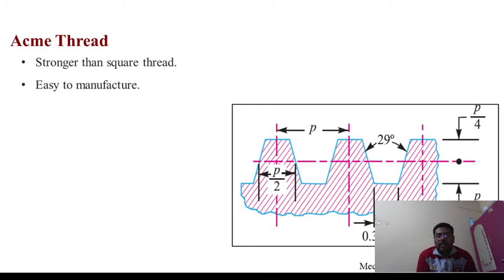It also has some advantages. It is stronger than the square thread, a little bit stronger, and it is easy to manufacture. There is no complication or any critical difficulty in the manufacturing field. This is the Acme thread.